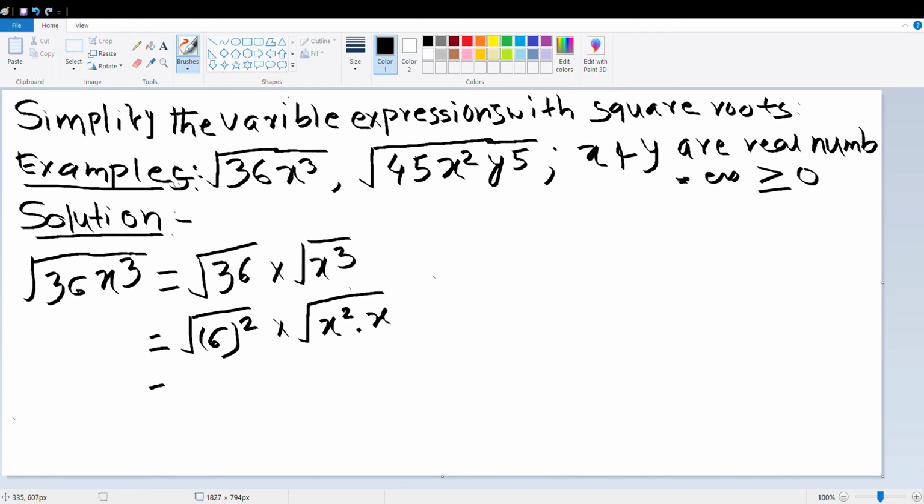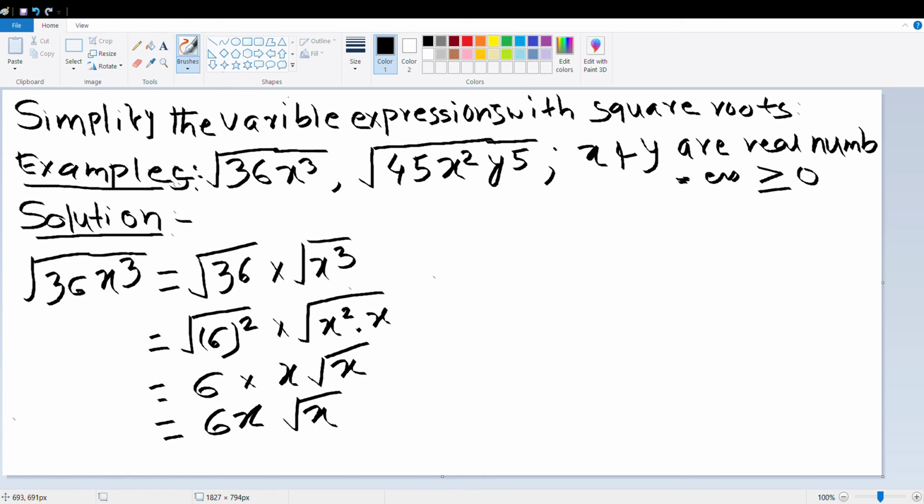Now the square cancels the radical sign, so we get 6, and x squared cancels the radical sign. We take the x out of the radical sign, but we still have one x left. We can keep it as it is, or we can write this as the square root of x squared times x, which is the same as x times the square root of x. Now we have 6x square root x, and this is our final answer.